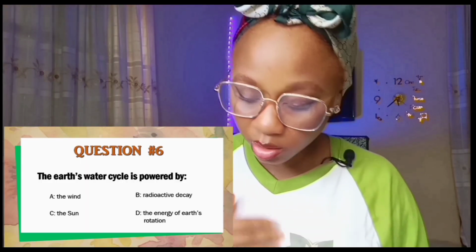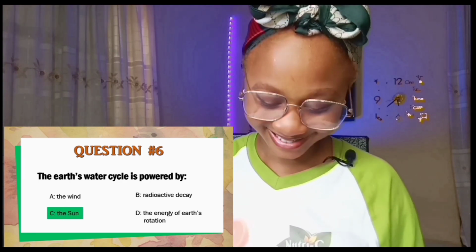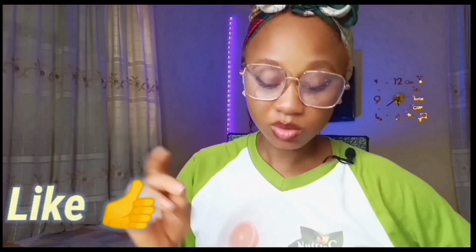Next, the Earth's water cycle is powered by the sun. Let me educate you people now. Calm down, let me educate you. You see the sun, when it hits the water, it causes the water to what? Evaporate. And when it evaporates into the atmosphere, it condenses. And when it condenses, it comes back down as what? The rainfall. So therefore, the sunshine powers all this mechanism of what? Water cycle. I know what I'm talking about. Don't underestimate me. Okay. Next question.